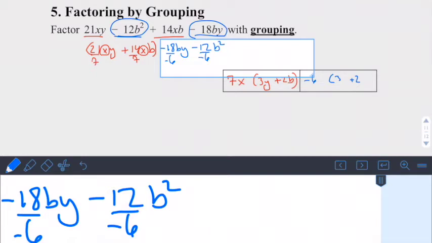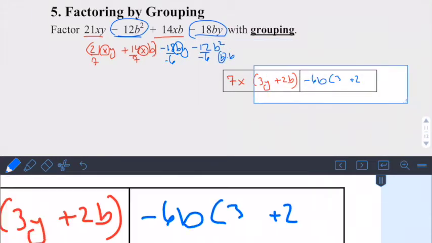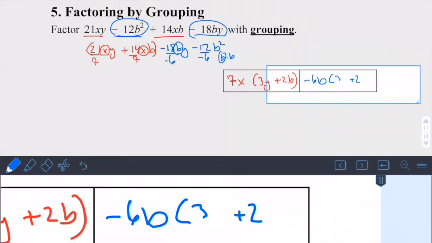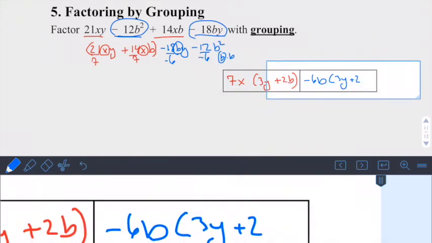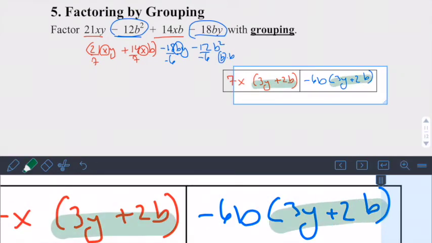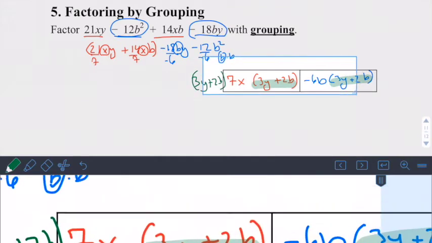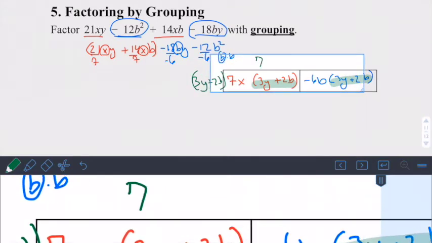Now I can factor a b out of both, right? I have a b here, and this is b squared, which is b times b. So what's left is a y and one more b. And now it matches, so I can factor out that term, thank goodness. So 3y plus 2b, and then what's left over here is 7x and negative 6b.